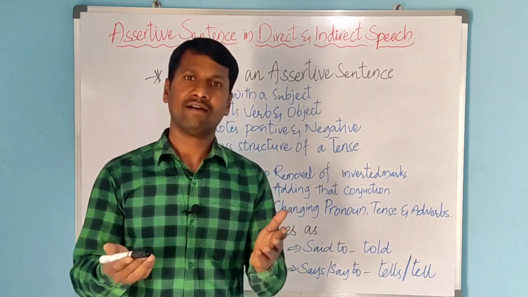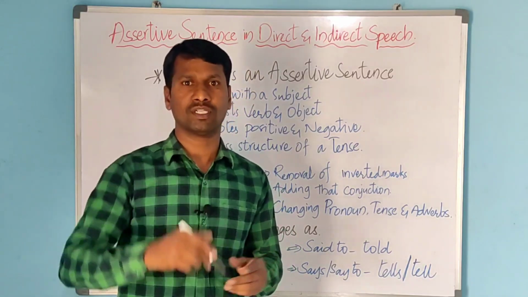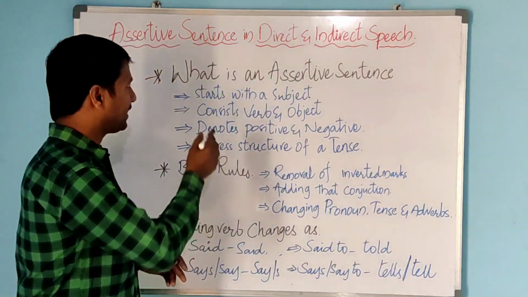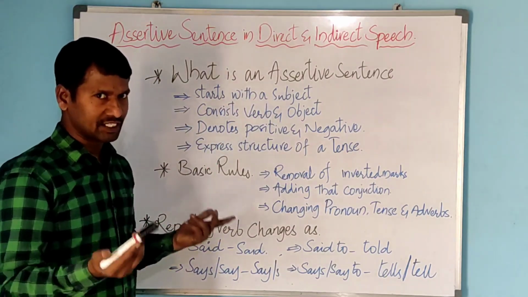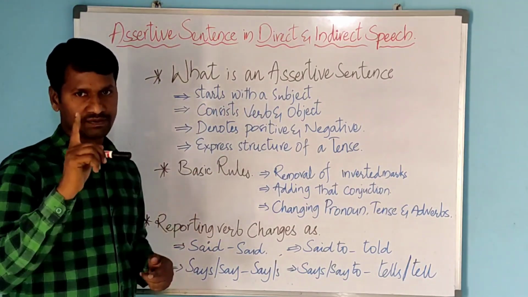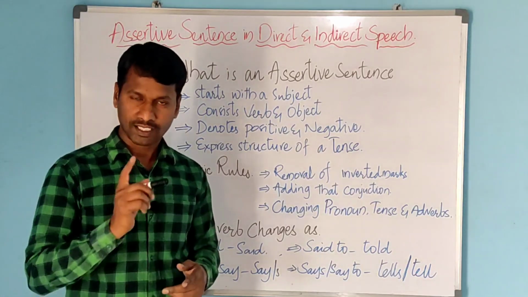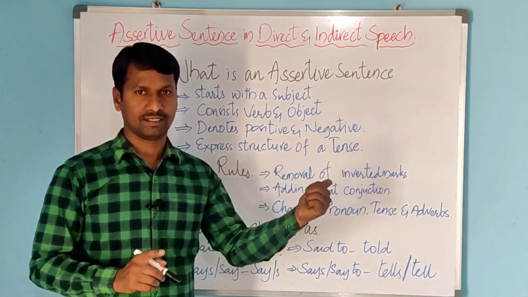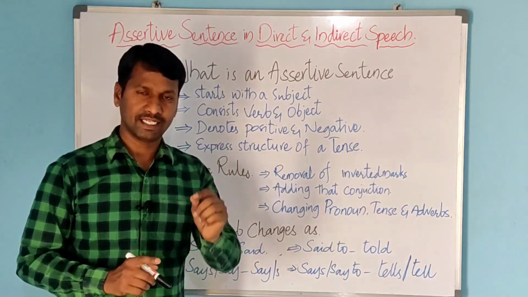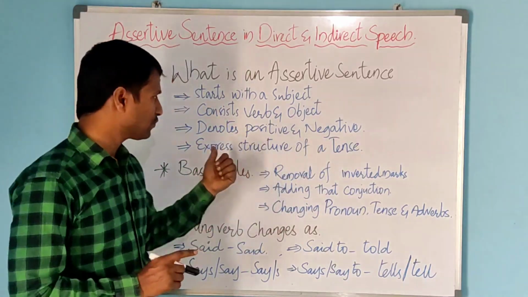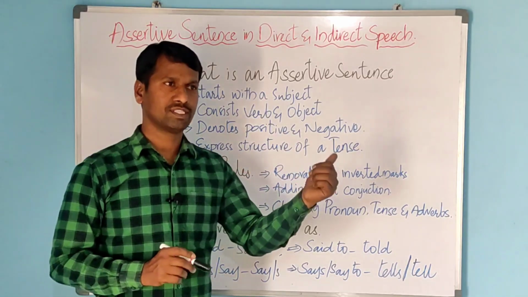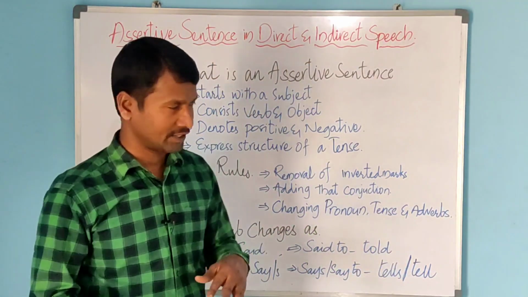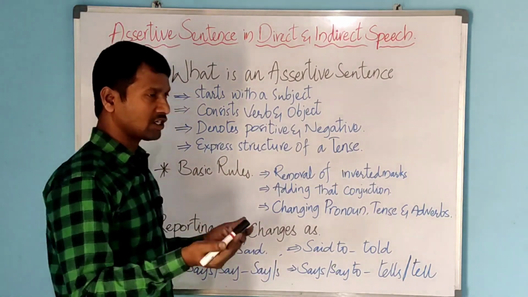You know that we already have a video on our channel about sentences. Please go through it if you do not know about sentences. Let's see then the assertive sentence. What is an assertive sentence? An assertive sentence starts with a subject. Remember that an assertive sentence always starts with a subject and consists of a verb and an object. These sentences compulsorily have a verb as well as an object, and denote positive and negative. Sometimes these assertive sentences can be positive, can be negative, and express a structure of tense.